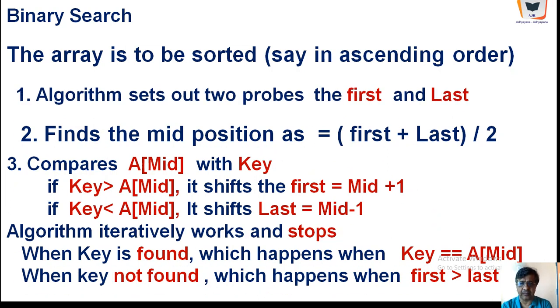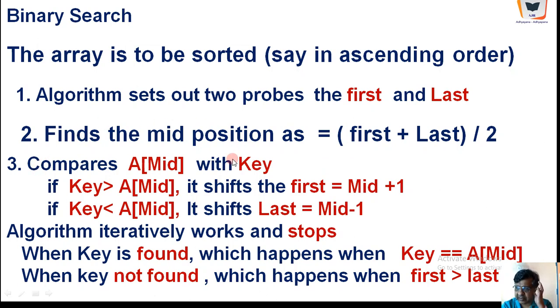Say in ascending order. The algorithm sets out two probes, one is first, the other one is last. The first and last will find their respective positions different in different iterations. Let us see how exactly it happens. So as a second step, it finds the mid position as first plus last divided by 2. Let us say in the first iteration, first will be equal to 0 and last will be, let us say, 15. If there are 16 elements, the last will be 15. 0 plus 15 divided by 2 will give us 7.